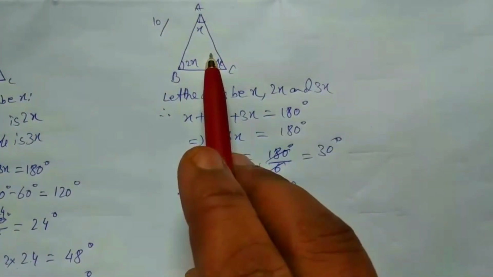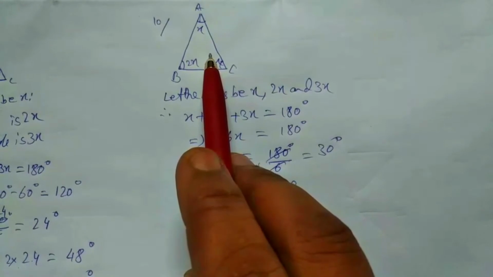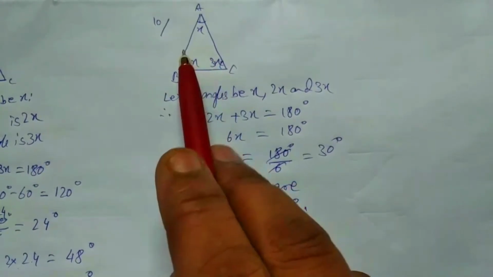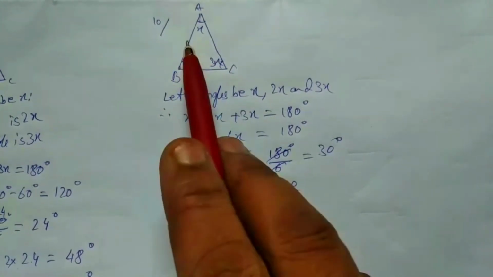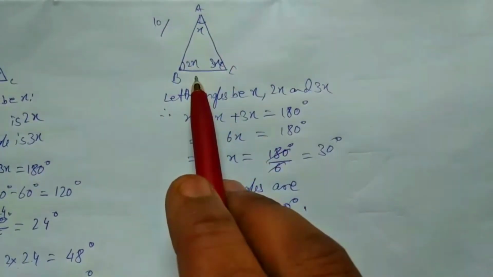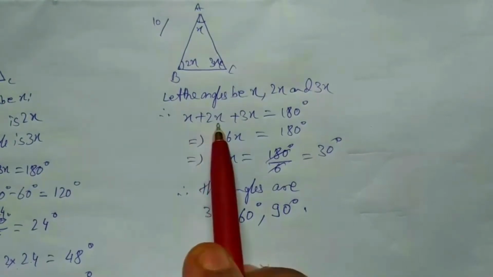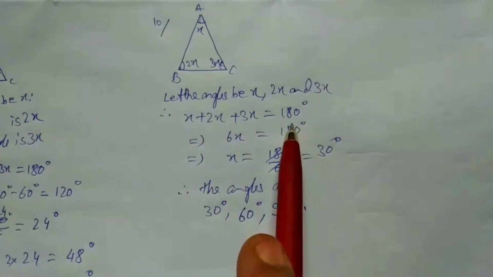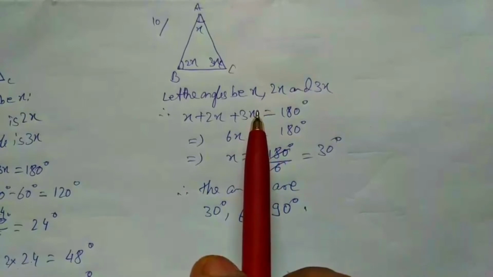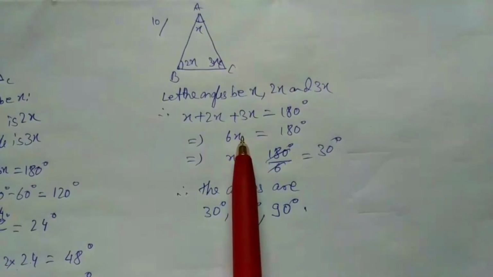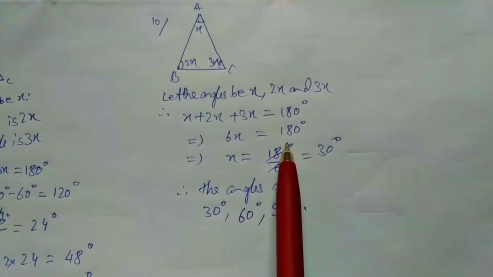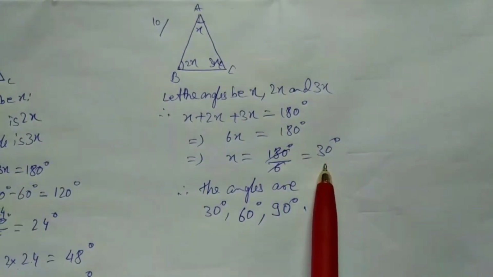In this question the question is given the angles are in the ratio of 1:2:3. So you have to identify the angles. So let the angles be x, 2x and 3x. So we can write x plus 2x plus 3x is equal to 180 degree. Why? The sum of angles of a triangle is equal to 180 degree, or 6x is equal to 180 degree, or x is equal to 30 degree.